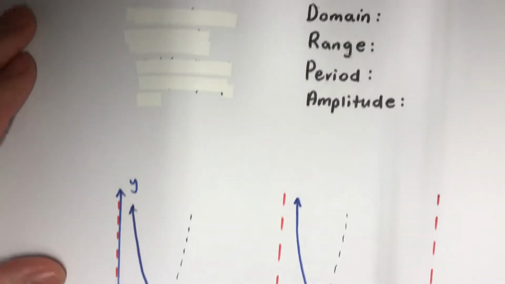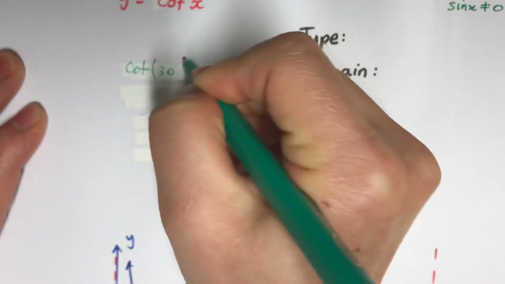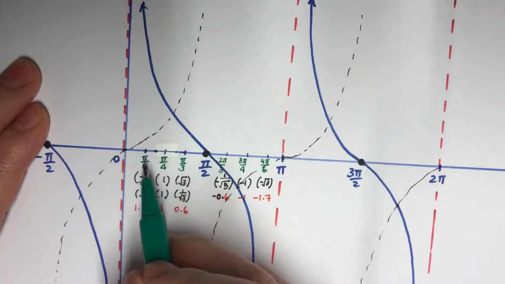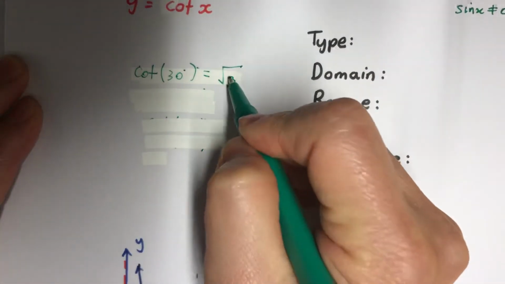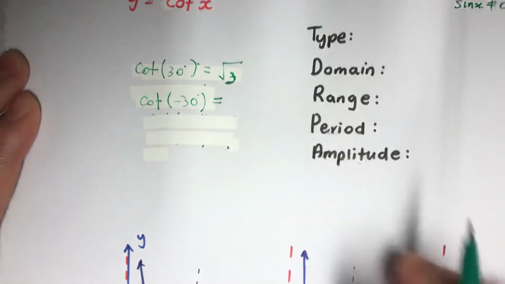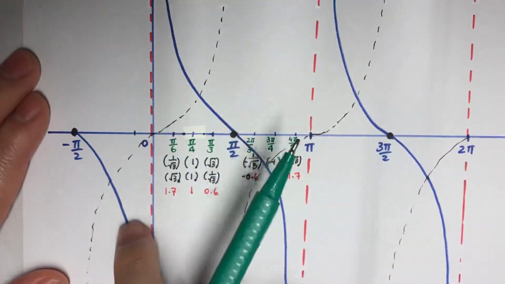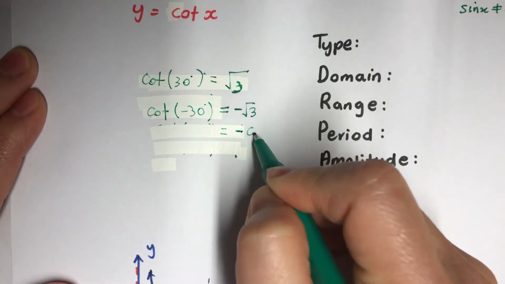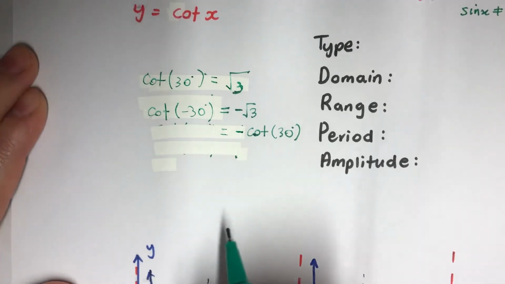So let's test something here. I'm going to pick cot 30 degrees. I'm going to use degrees just to make it easier, but if you want, we can do radians, which is pi over 6. If you look at this here, pi over 6, which is 30, is root 3, isn't it? So I'm going to write root 3. Then cot of minus 30 degrees will be, okay, my minus 30 will be here somewhere, and then it goes down. So roughly it'll be negative, because it's below the x-axis. So it'll be negative root 3, which I can write as minus cot 30. Because cot 30 is root 3, I'll just put minus there. That's a classical odd function.